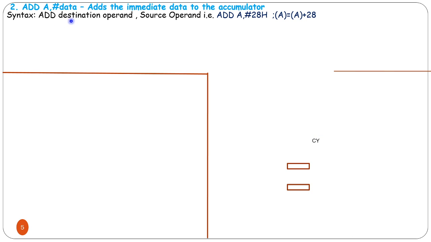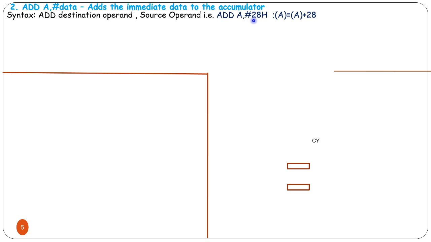ADD A, #data. The hash indicates immediate data. Add the immediate data to the accumulator. The syntax is ADD destination operand, comma, source operand. It adds the content of the accumulator and the immediate data. Suppose that is 28H. There is no need to search for the operand.